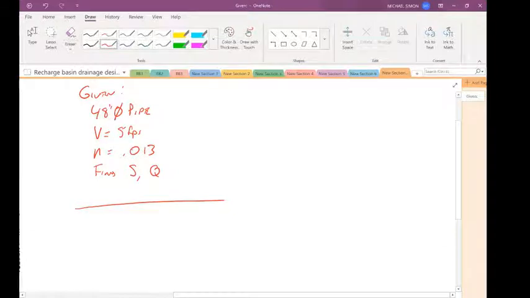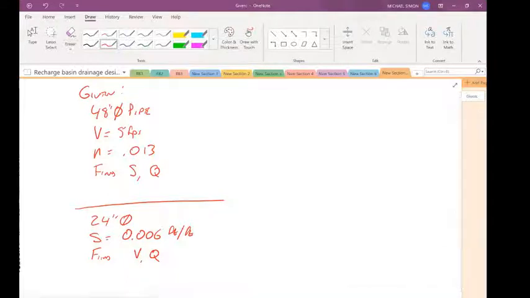And when you're done with that one, I'm going to give you a 24-inch diameter pipe with a slope equal to 0.006 feet per foot. I want you to find the velocity and Q. Okay? So pause it now, see how quickly you can get these things calculated, and then I'll show you how I get mine calculated. All right, pause it and come back when you're ready.